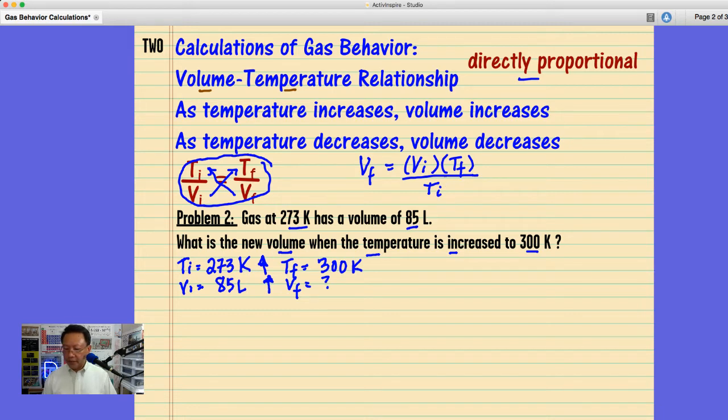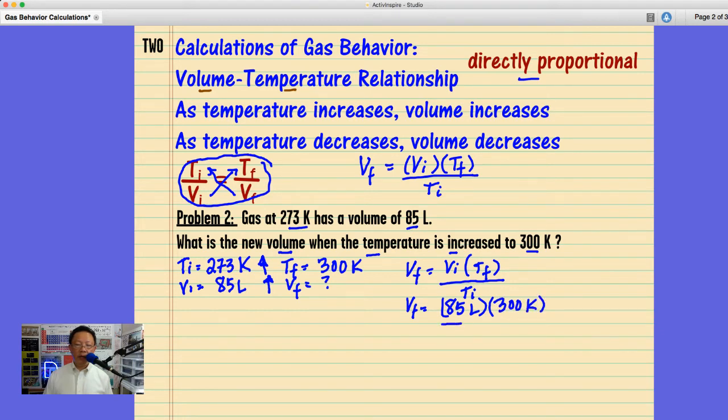All right. And so let's give this a shot. The final volume is equal to the initial volume multiplied by the final temperature divided by the initial temperature. All right. The final volume is equal to, let's keep an eye on our units, please. 85 liters is the initial volume. The final temperature is 300 Kelvin. And that's all divided by the initial temperature, 273 Kelvin.